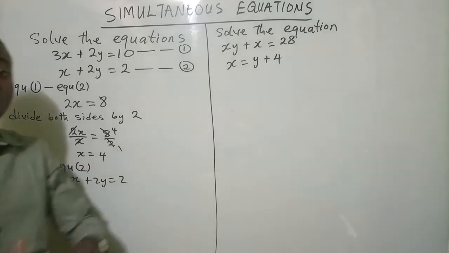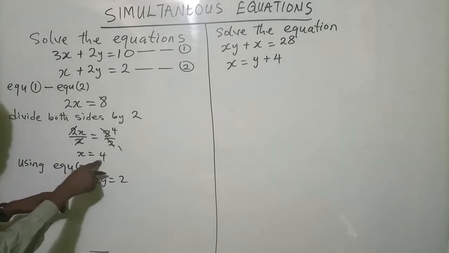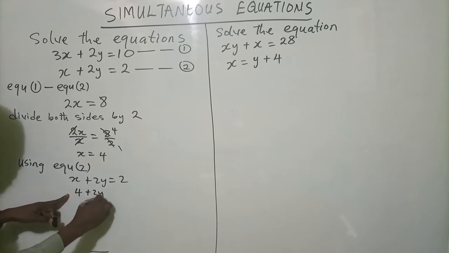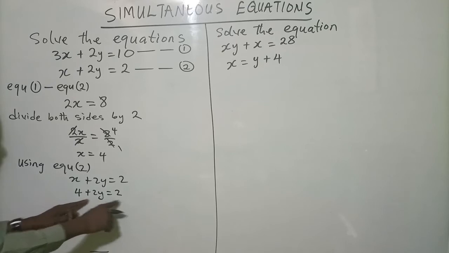That means anywhere I see x, I'm going to replace it with what? With 4. So x equals 4. So I'm going to change this x now to what? To 4 plus 2y equals 2. What will I do from here now? I will collect like terms.